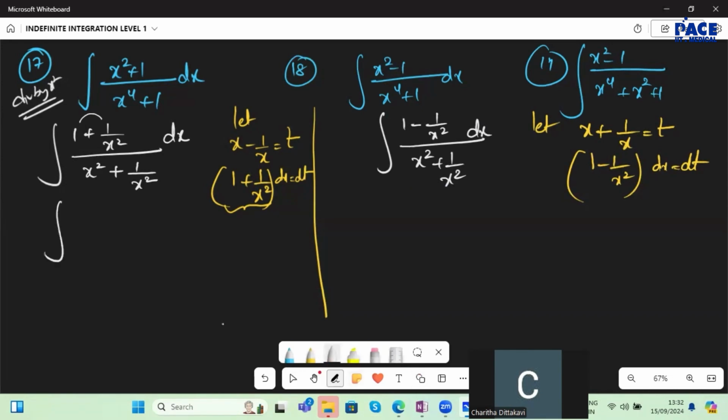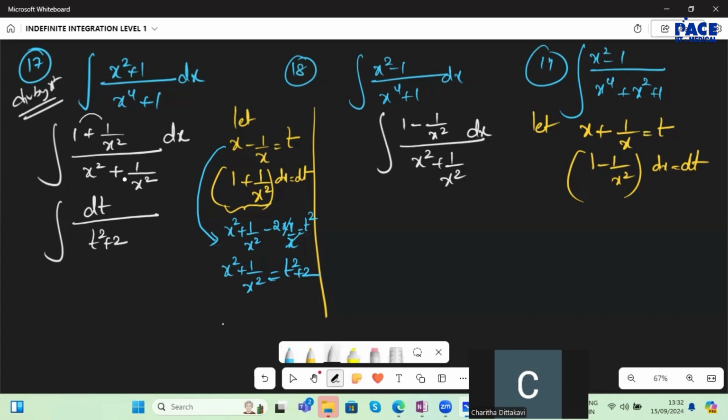Now this is nothing but 1 plus 1 by x square dx equal to dt. Hence, it is dt by, now what about x square plus 1 by x square? What shall I substitute? Observe from there, squaring on both sides, a square plus b square plus 2ab, which is nothing but equal to t square. These both get cancelled. So what is x square plus 1 by x square? That is nothing but t square plus 2. Just place it there. All right. So this is your t square plus 2.